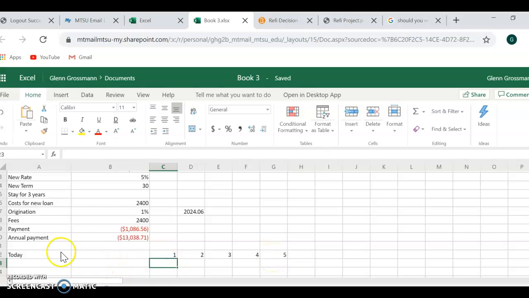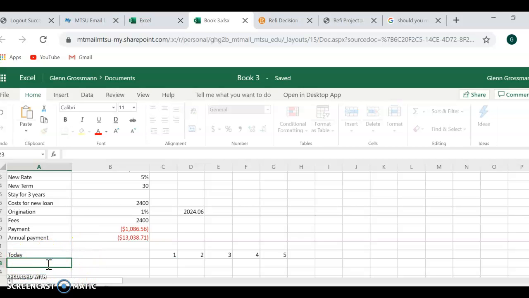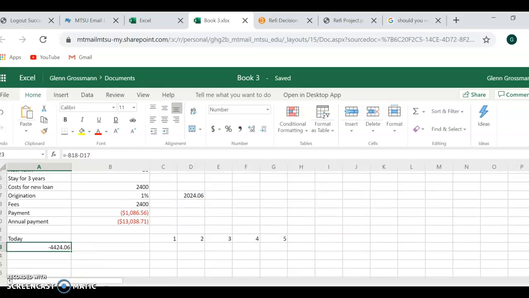Okay, so we're basically just trying to figure out how much it's going to cost for us to see how much this new mortgage is going to cost. So in order to do that, we'll take our fees and subtract that by these. And I need to make that a negative. And so that's what it will cost.